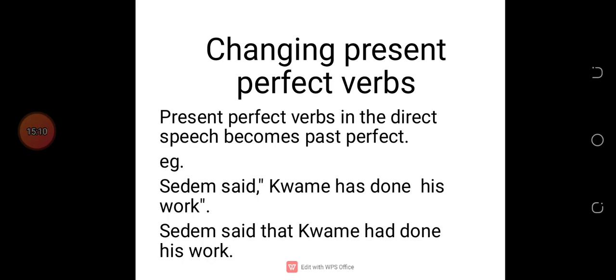Let's quickly look at the example at page 107, number 3, where it talks about the present perfect becoming the past perfect. In the direct speech we have, Peter said, "Osa has done his work." For the reported speech we have, Peter said that Osa had done his work.